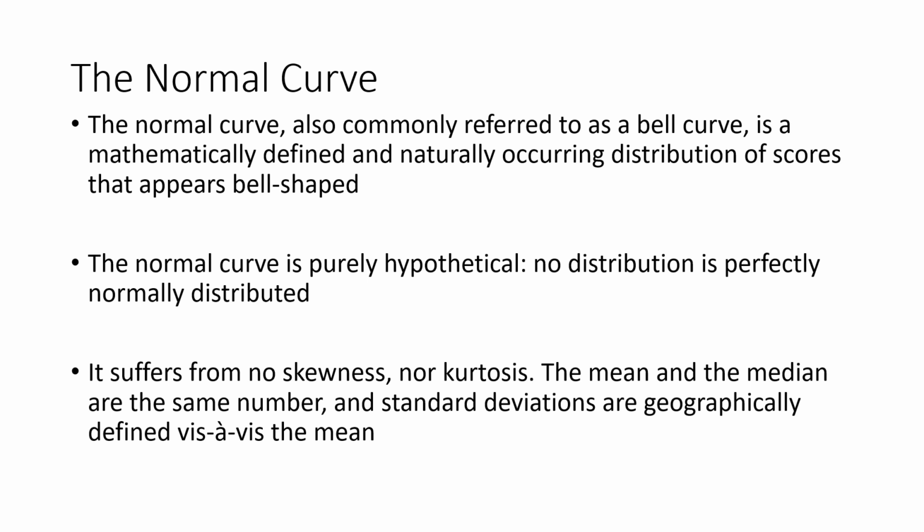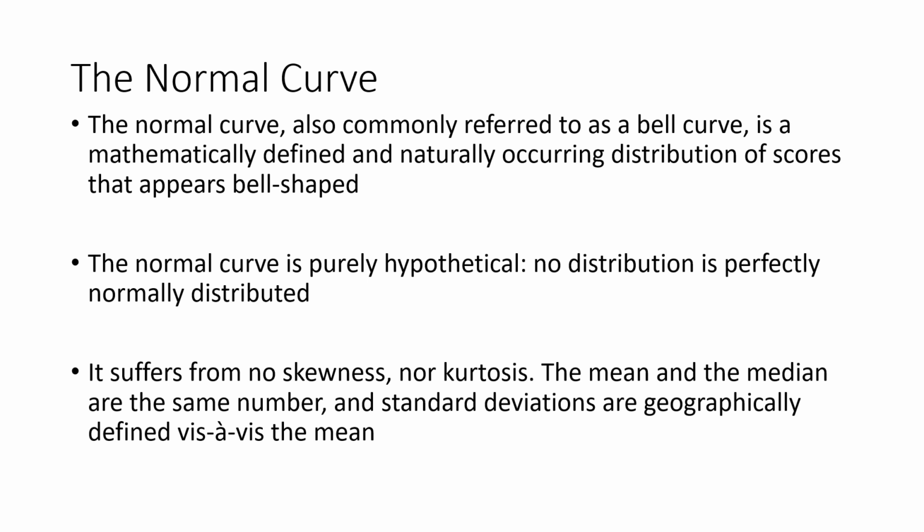So what makes the normal curve normal? First of all, it suffers from no skewness or kurtosis. So we talked in the previous lecture about these two concepts. Skewness means that a distribution is dragged to the right by extremely high scores or to the left by extremely low scores. And kurtosis means that a distribution is excessively peaked or excessively flat. A normal curve looks like a perfect bell. It suffers from no skewness nor kurtosis.